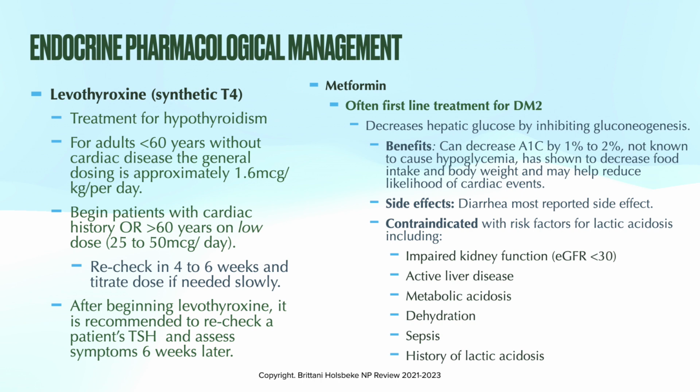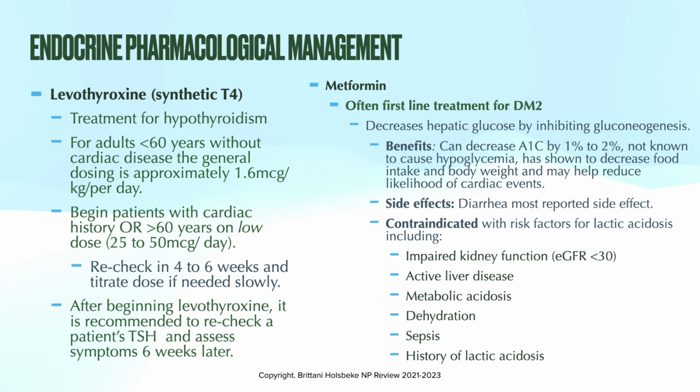So initial dosing for this can be started at the intended full dose unless, and this is an important caveat that you could be questioned on, unless our patient either has established heart disease or is above 60 years of age. So generally, if they do not meet these criteria, so they're less than 60 years old, they do not have cardiac disease, the typical dosing for the levothyroxine is approximately 1.6 micrograms per kilogram per day.